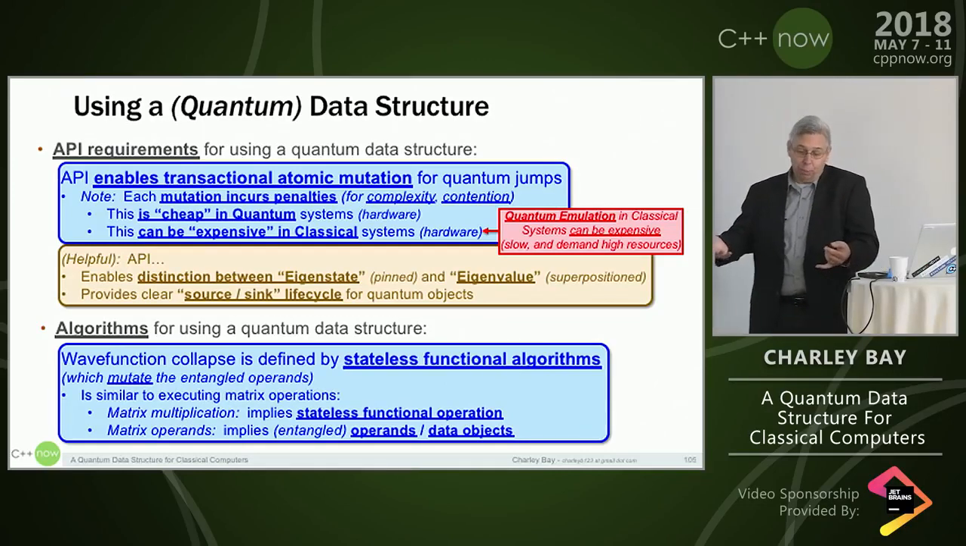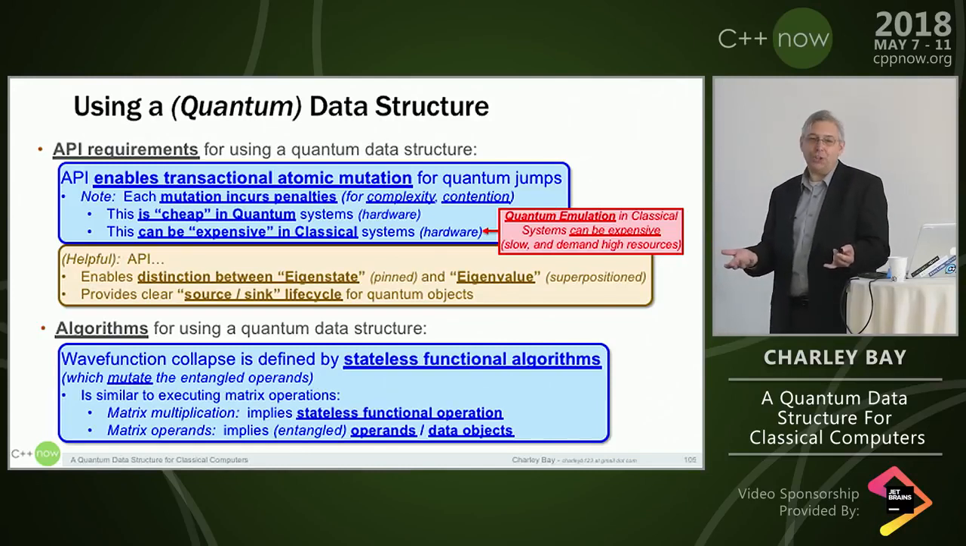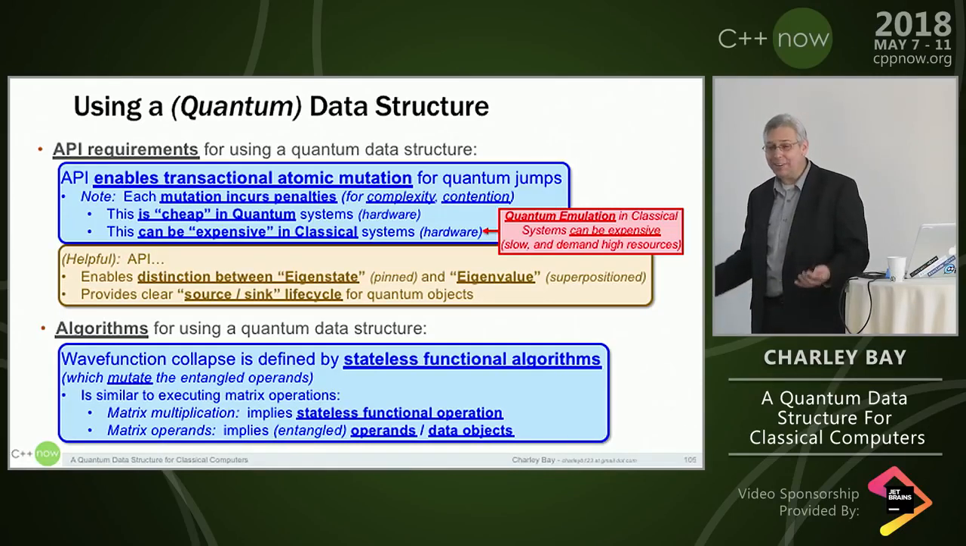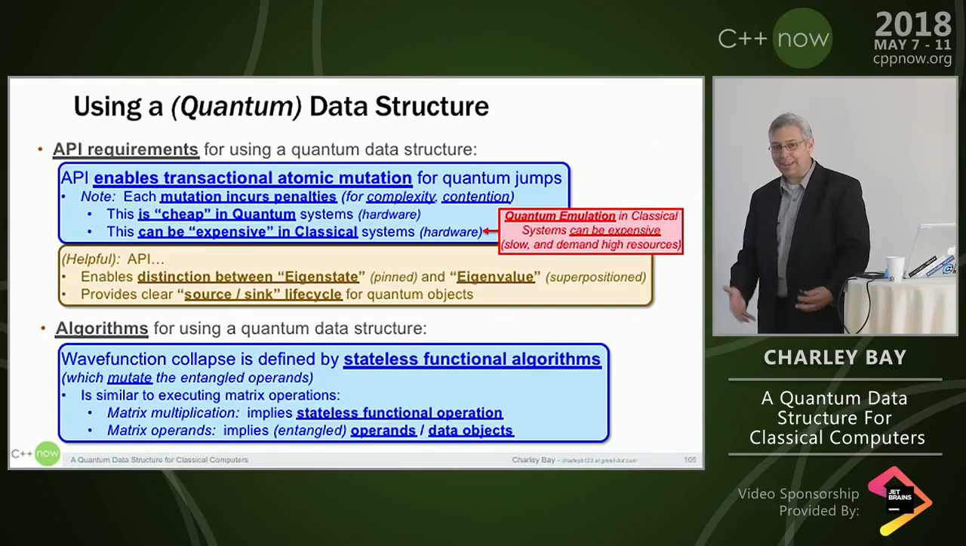Using it, okay, the API, if you're going to use these things, they're going to present more or less reads, and internally, they're going to be transactionally atomic mutation reads. So they're actually very, very easy to use. Atomic data structures are super easy. Did you look at it? Yes. Okay, well, it is what it is. You're done. So using it is very easy.